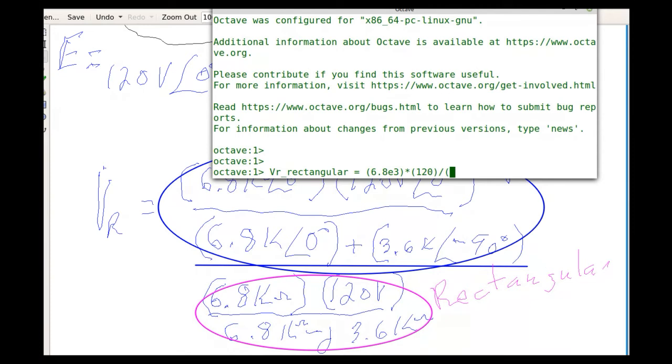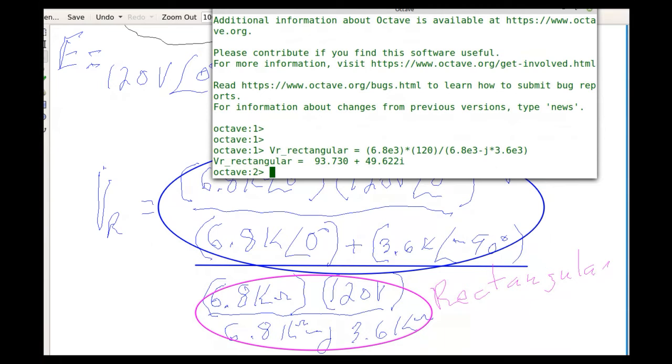And so then I'm putting in the 6.8 e to the 3 minus j times 3.6 e to the 3. Okay. And hit enter. And that gives me the answer in rectangular form. So this is the one caveat of this software, it likes rectangular form.